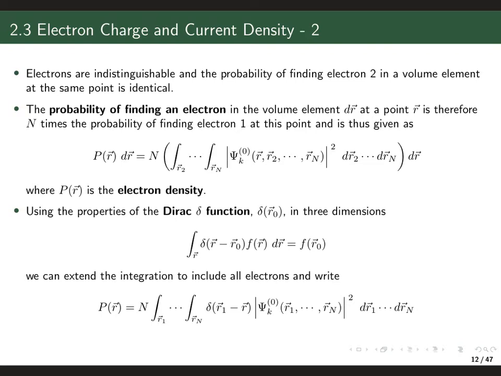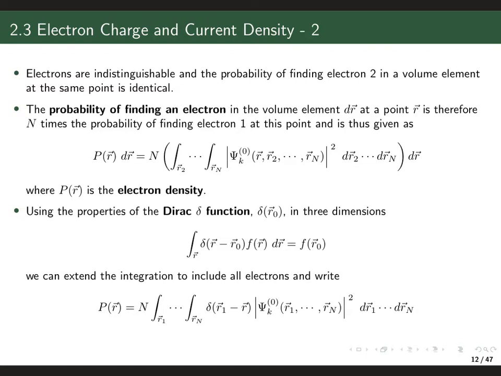So the electron density is this integral, an integral over n minus 1 electrons, multiplied with the number of electrons. This is the exact expression for the electron density, but it's not a very handy expression for applying it to all kinds of wave functions.